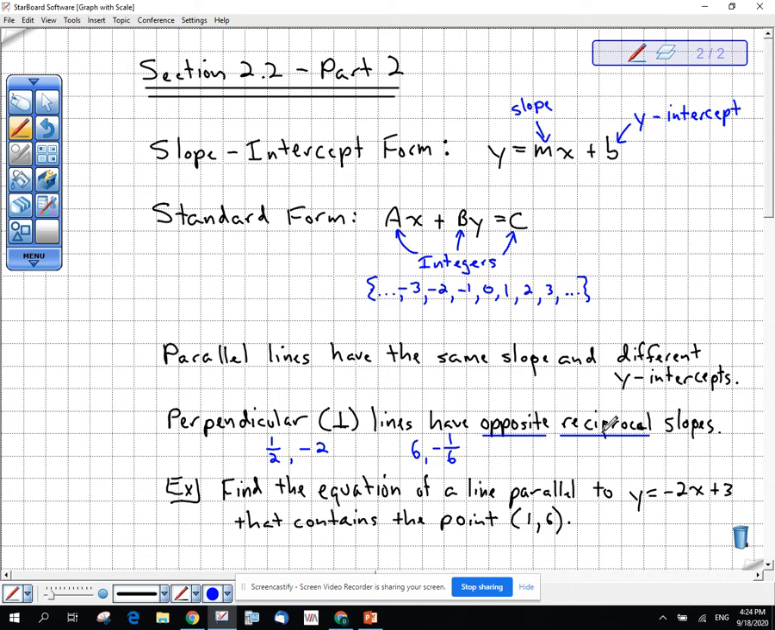Okay. That's perpendicular lines. I don't like the word perpendicular, how long it is. So if I have to use it again, I'm going to use this symbol right here for perpendicular.